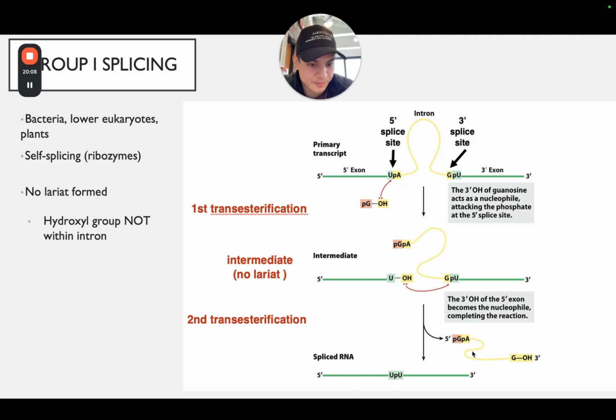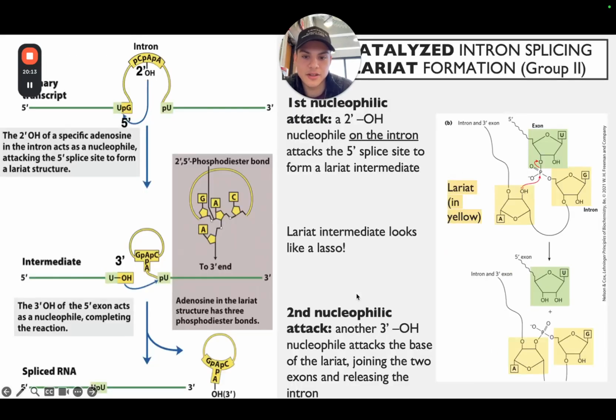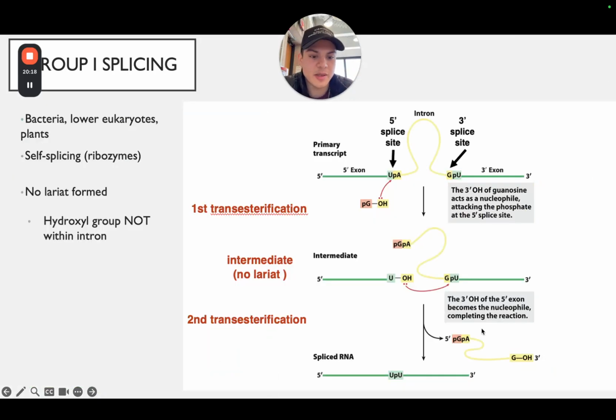From here, this intron doesn't form a lariat. A lariat is simply, and I'll show you on this picture, a loop. It's like a lasso, essentially. Here we see that it doesn't form that lasso at all because we're ripping it apart. You can think of it like Velcro. We're ripping it here and then ripping it here, but it doesn't combine together. That's what it means when we say there's no lariat form. There's none of this lasso thing. And the hydroxyl group is not within the intron either. This hydroxyl group is going to stay bound to the mRNA transcript that we have.